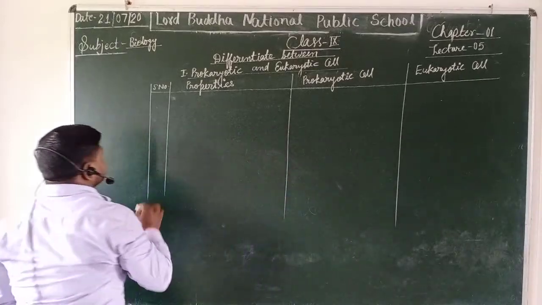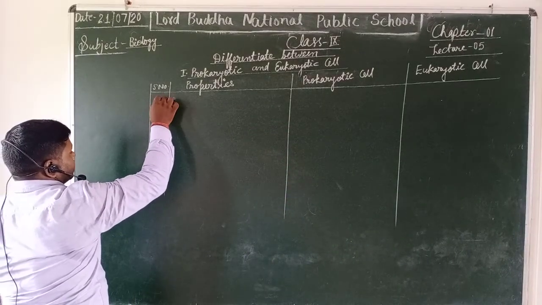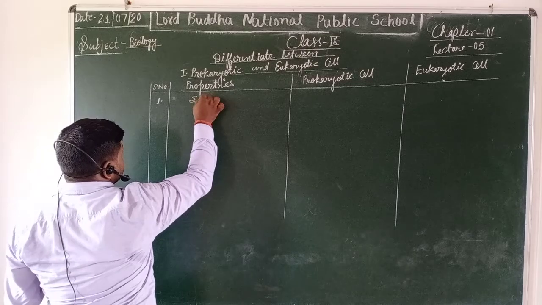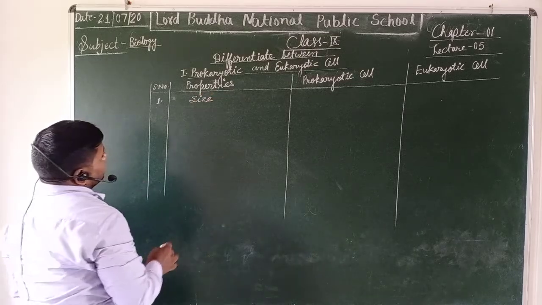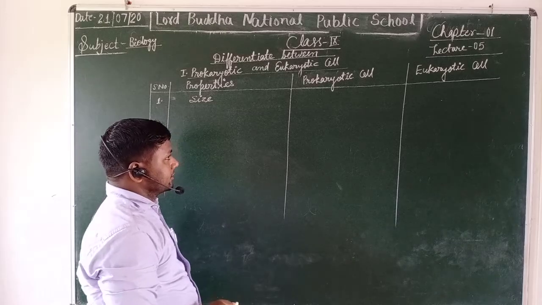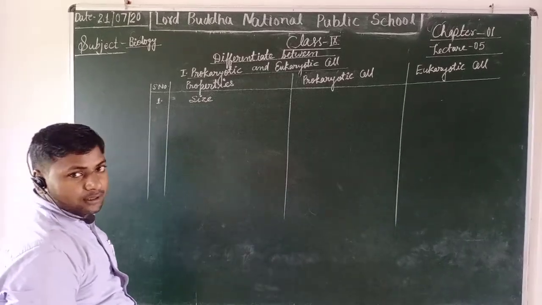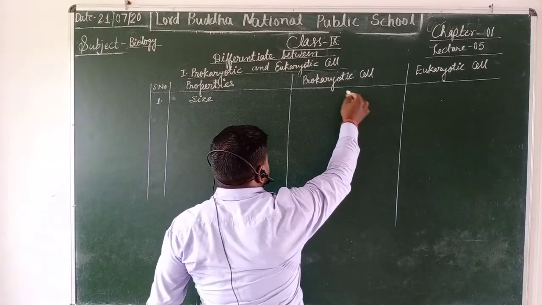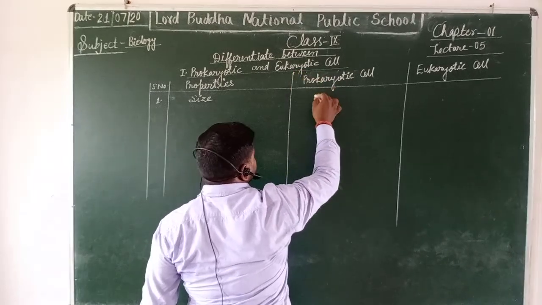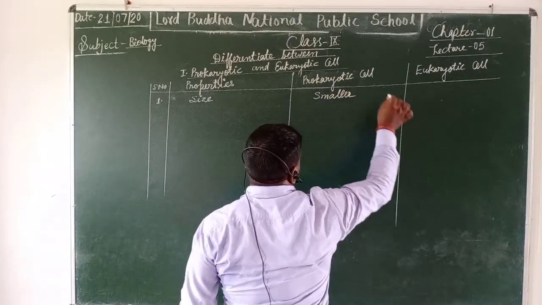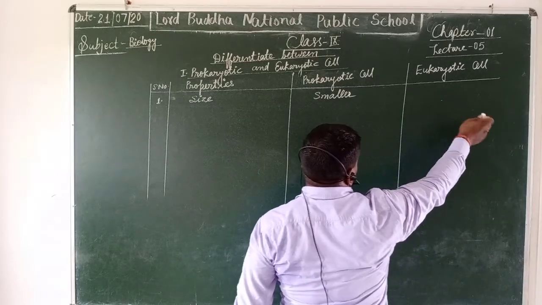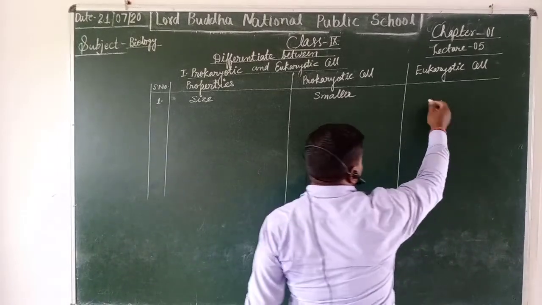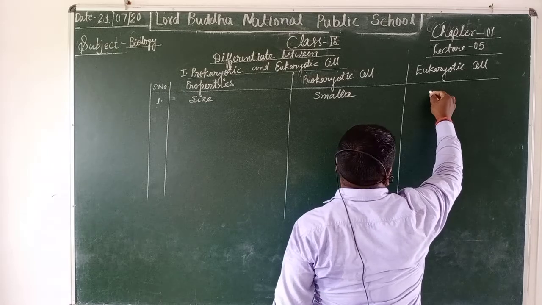First of all, we should take the first property as size of the cell. What is the variation between a prokaryotic cell and eukaryotic cell on the basis of their size? Prokaryotic cells are generally smaller, and we are talking about the eukaryotic cell. The eukaryotic cell is always comparatively larger than the prokaryotic cell.